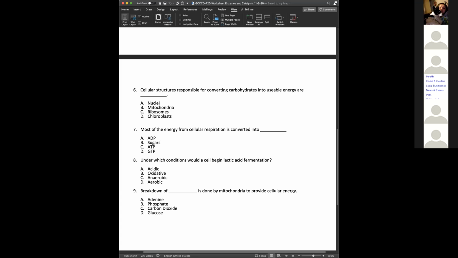I think it's C, anaerobic. Anyone else? Okay, the answer is, in fact, C. Under anaerobic conditions, the cell will start to make lactic acid instead of its normal output.